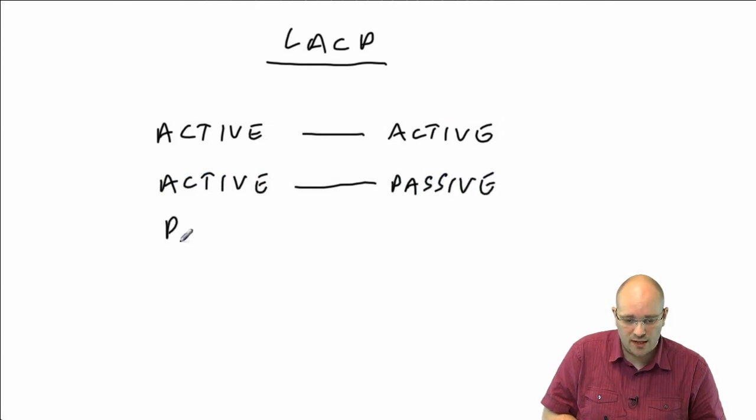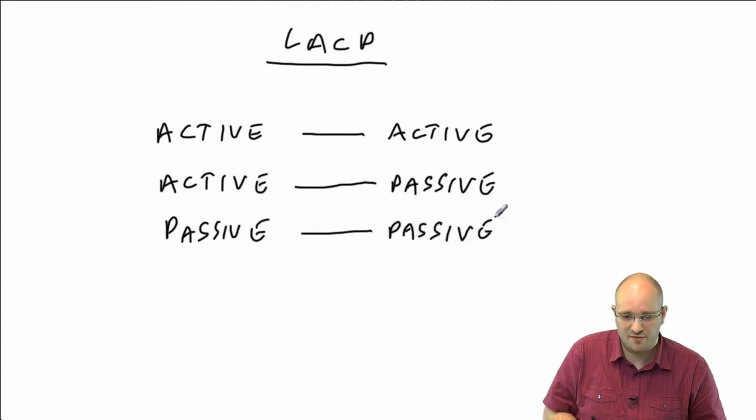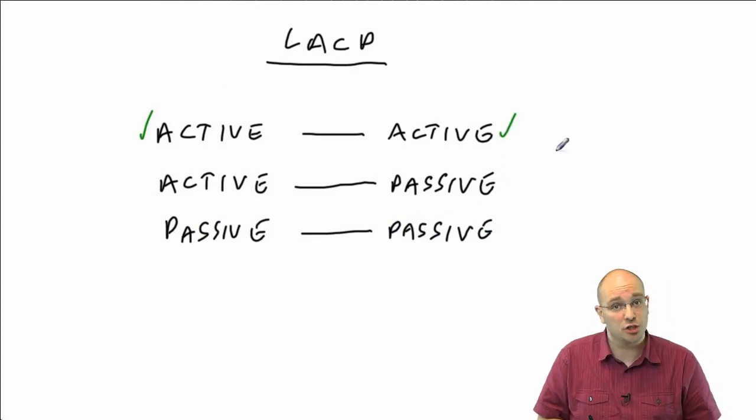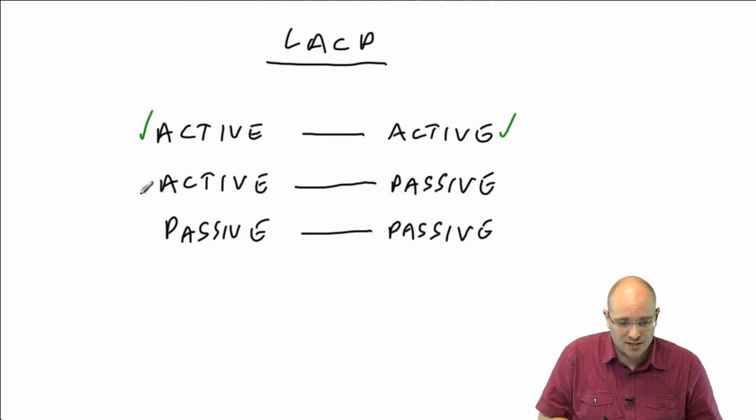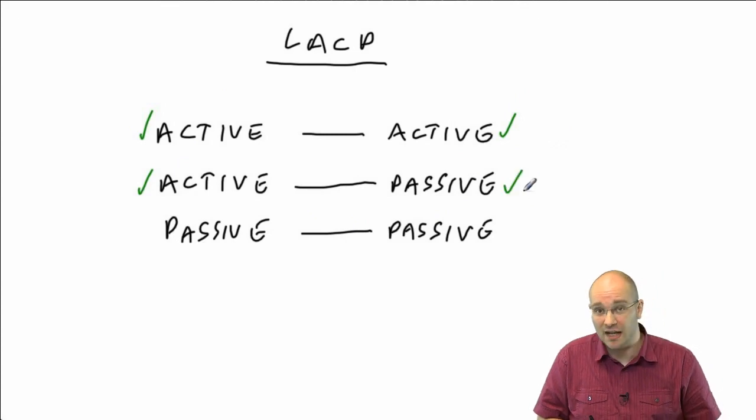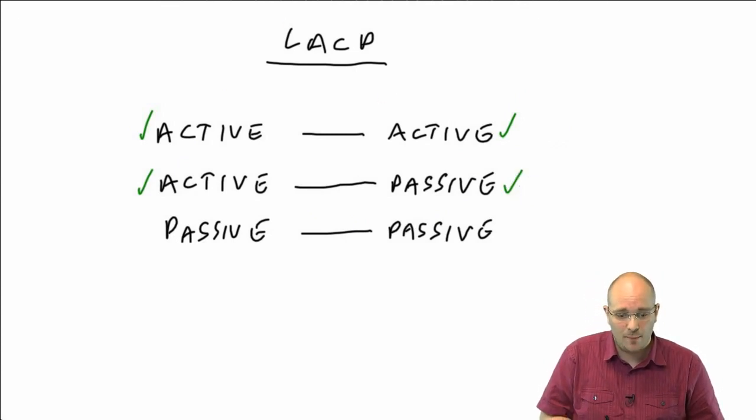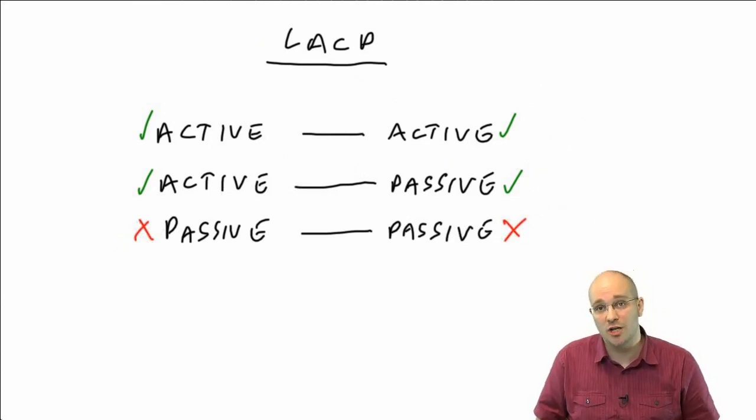And finally, we can have passive and passive. In this case, active and active, the negotiation will be successful. In the case of active and passive, the negotiation will be successful. But in a case of passive and passive, there will be no negotiation and EtherChannel will not form.